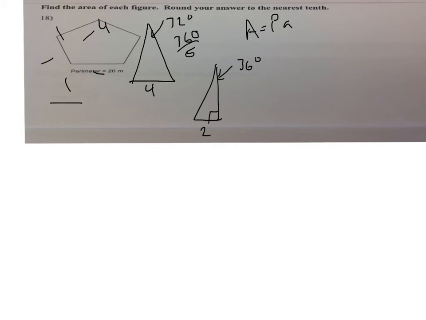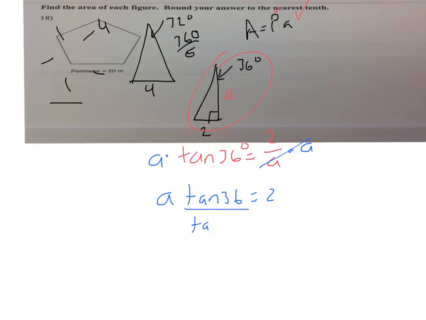And all this work is going to be done to find the apothem so that I can make my formula work. I've already got the P, and I just need the A. So, solving this triangle right here, that's where my trig comes in. I'm using opposite and adjacent, that's tangent, so the tangent of 36 degrees equals 2 over A. That's the annoying one. So I have to multiply both sides by A. A tan 36 equals 2. I divide both sides by tan 36. And that's going to give me my apothem: 2 divided by the tangent of 36.